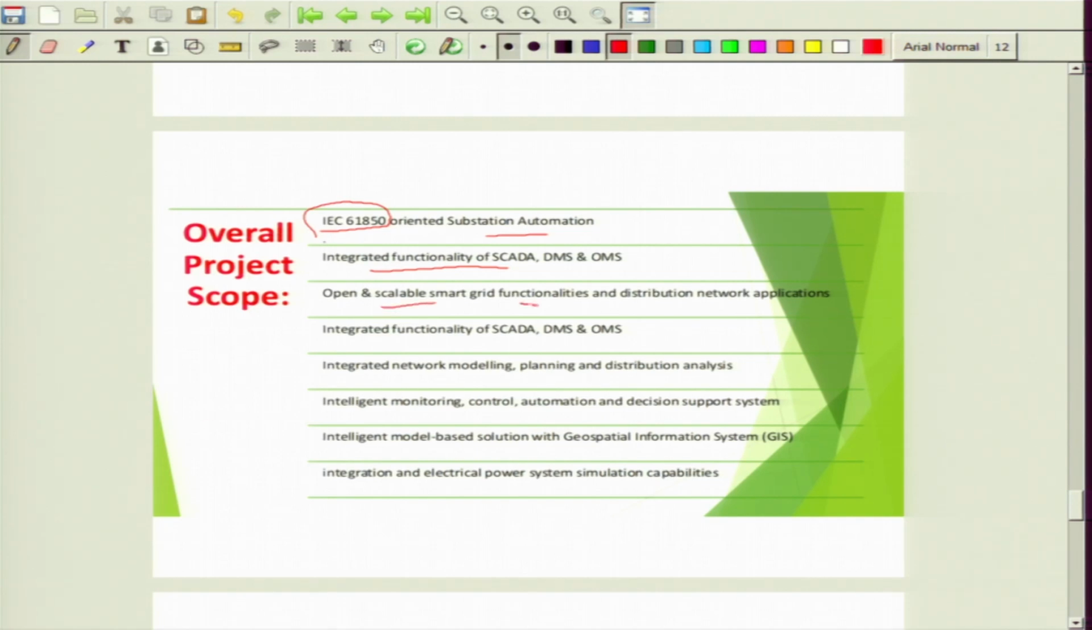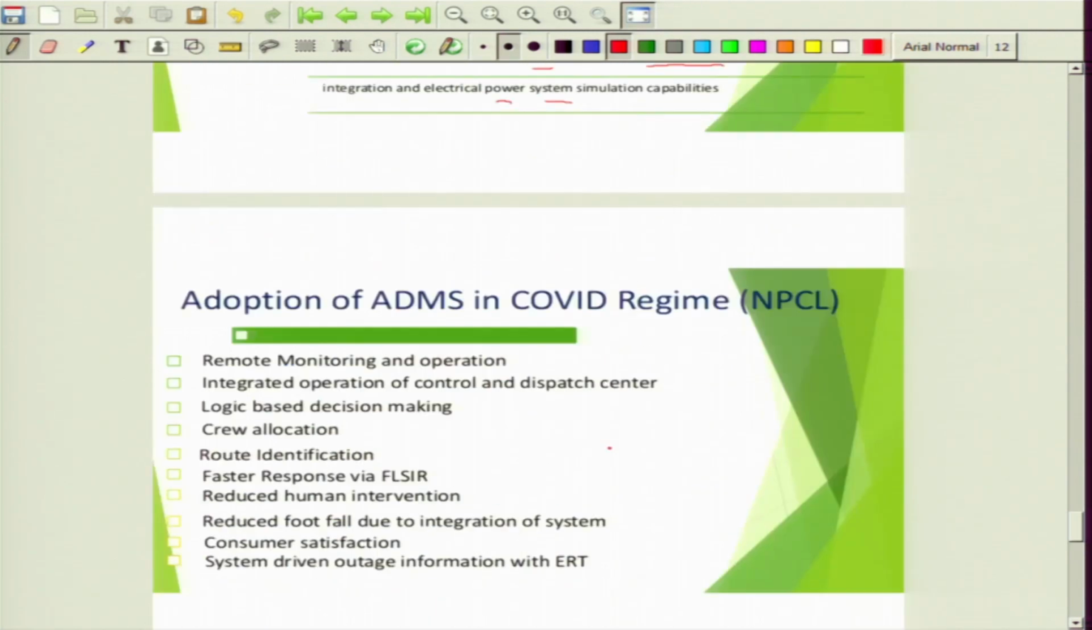open and scalable smart grid functionalities and distribution network applications, integrated functionality of SCADA, DMS and OMS as we have discussed here, and integrated network modeling, planning and distribution analysis, intelligent monitoring, control, automation and decision support system, intelligent model based solution with geospatial information system, and integration and electrical power system simulation capabilities.